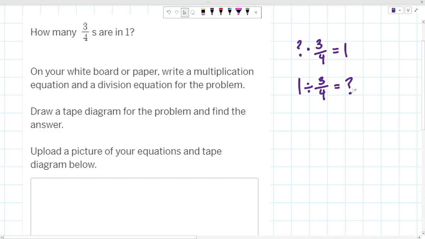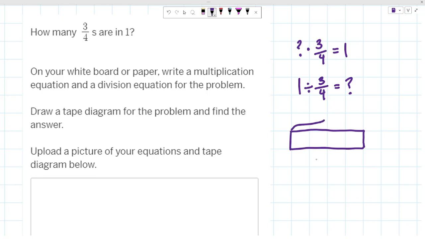So next we need to draw a tape diagram for the problem and find the answer. So on your paper or whiteboard, go ahead, draw a tape diagram. It doesn't need to be too long since our whole just represents 1. So we draw a nice brace to represent 1 on our tape diagram. Now break your tape diagram into half and then break each half in half so that we have fourths. So we want 4 parts total.